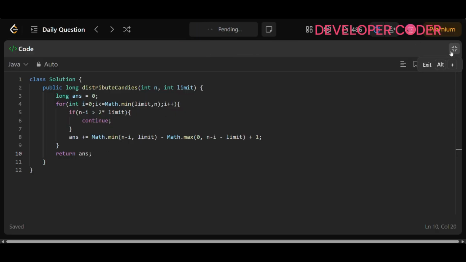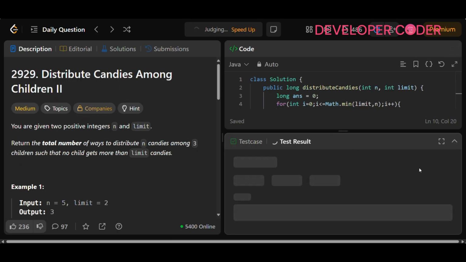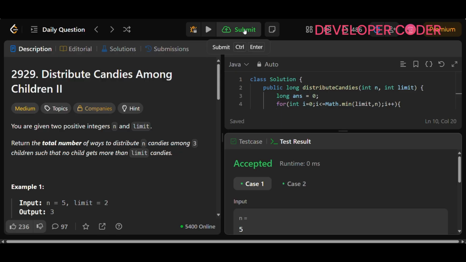Now let's run the code and see. So see, our solution is accepted. Now let's submit it.